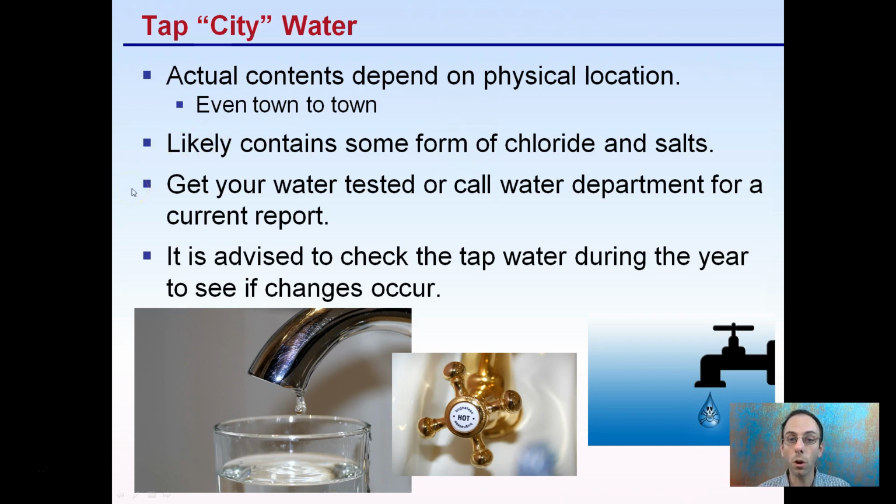Get your water tested or call your water department for a current report. They're very good about reporting and providing you with that information. It's advised to check the tap water during the year to see if changes occur. And this could be in areas where a lot of tourists come in, with higher demands on water, summertime versus winter. It's good to just get an idea to see if there are changes that do occur over the year.